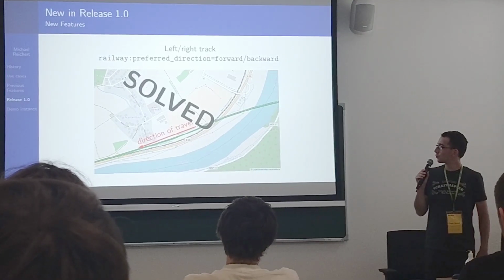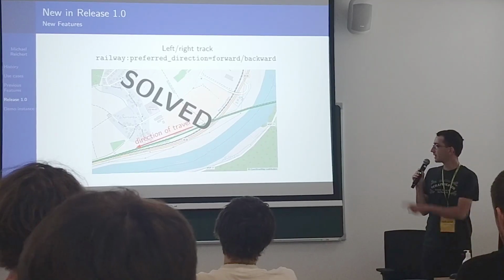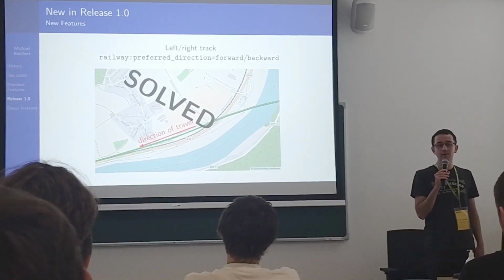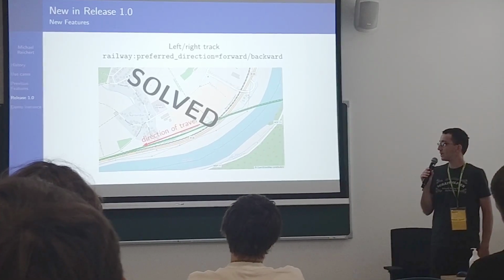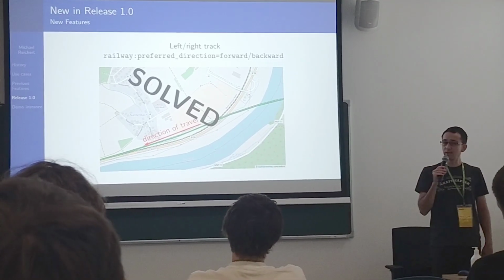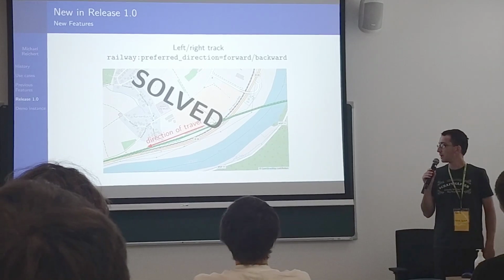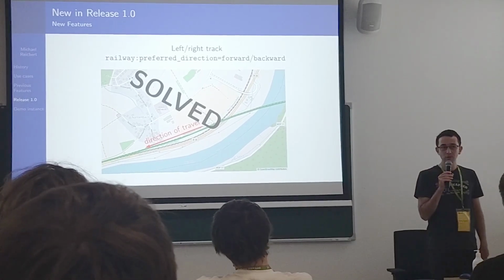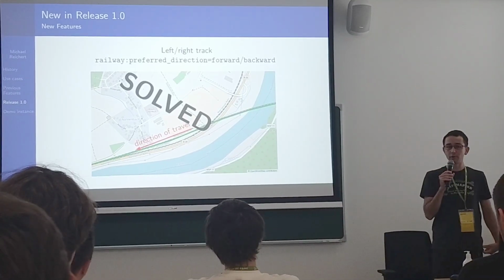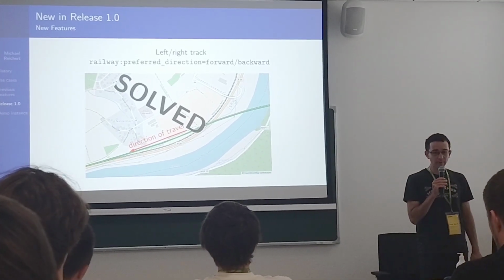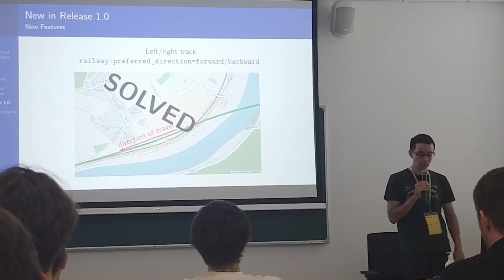In the past, you could get routing results like this. In Germany, trains use the right track of a double track line. The routing result was on the left track in the past at this location, and nowadays it takes into account which is the railway tagged with the direction equals forward or backward, which allows mappers to indicate what's the default direction of a track.